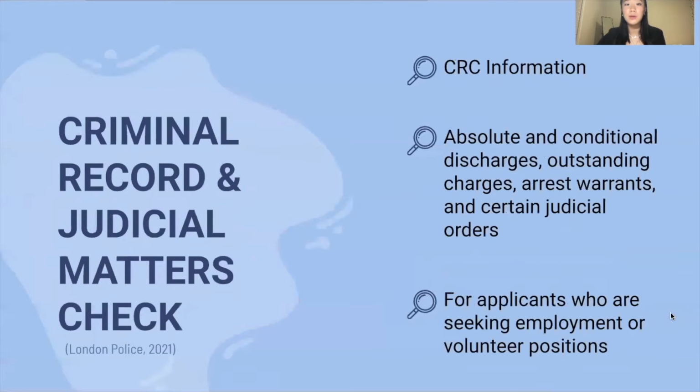Moving along, we have a criminal record and judicial matters check. This reveals all the information from the criminal record check, along with absolute and conditional discharges, outstanding charges, arrest warrants, and certain judicial orders. This is for applicants who are seeking employment or volunteer positions. For example, someone applying for a position on the board of directors.